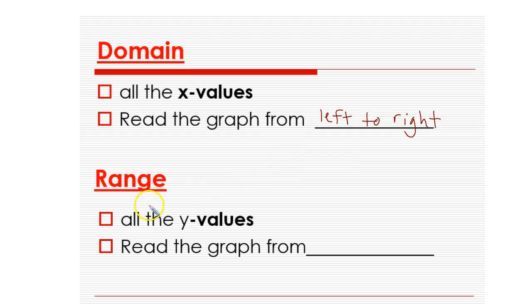For range, we're looking at all of the y values. Now, the y-axis is the vertical up and down axis. So when we're reading this one, you want to start at the bottom, which are the negative numbers, the lowest numbers. And we're going to look from the bottom to the top. We're going to ask ourselves the same question. What y values are available to this function? What y values is this function using?